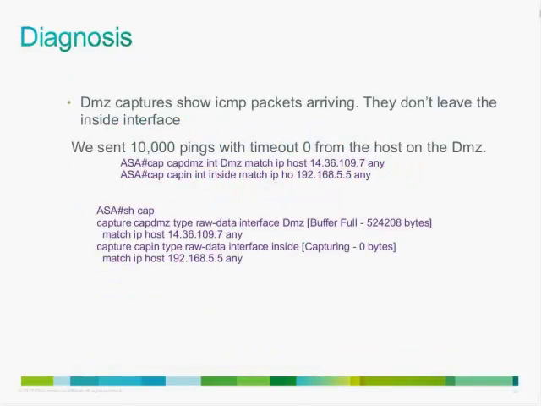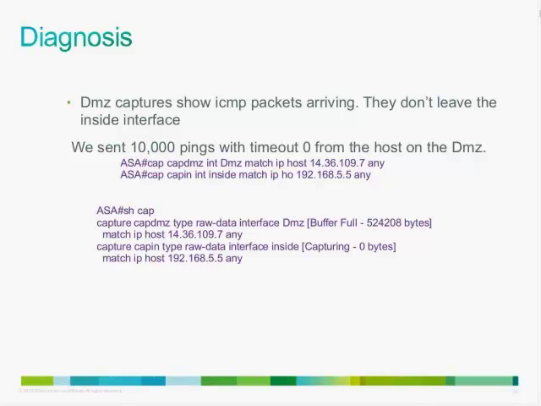So we collected DMZ captures. We see the packets arriving from the DMZ PC, but they don't seem to leave the inside interface destined to our 192.168.5.5 host. So how do you configure captures on the ASA? The commands are right there. Cap is the command, and cap DMZ is the name of the capture, and I'm applying that on the DMZ interface, and what I need to match is all IP traffic from the host 109.7 going anywhere. This will capture bidirectional traffic.